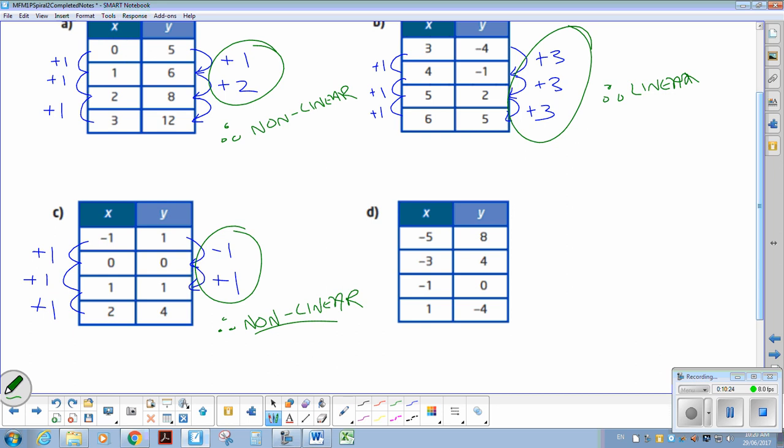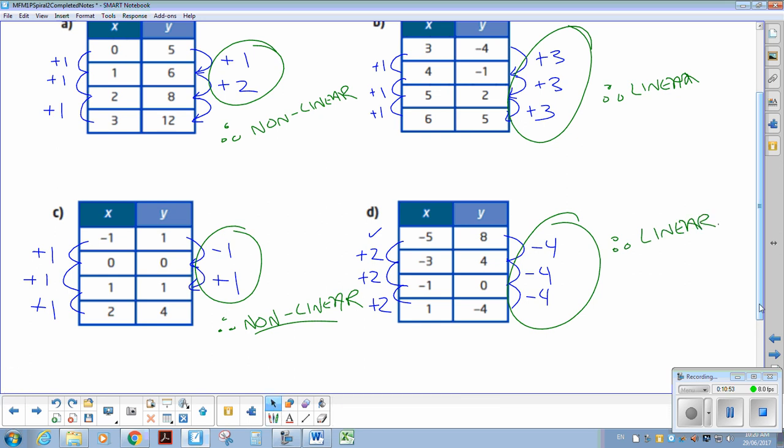All right, and the last one, let's check. Okay, so this is going up by +2. We check again. Okay, it's going up by +2, +2. So we're okay. As long as it's going up by the same amount, we're okay. 8, we have to subtract 4, take away 4, and there we go. It is the same, so therefore it is linear.